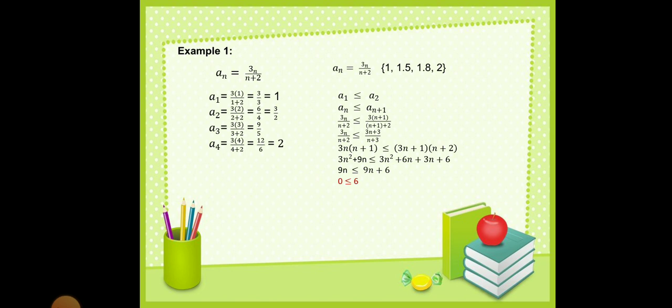Cross-multiplying, we have 3n times n plus 3 less than or equal to 3n plus 3 times n plus 2. Then multiplying out, we have 3n squared plus 9n is less than or equal to 3n squared plus 6n plus 3n plus 6. So we need to cancel out the 3n squared. So we have now 9n is less than or equal to 9n plus 6. So we have now 0 is less than or equal to 6.